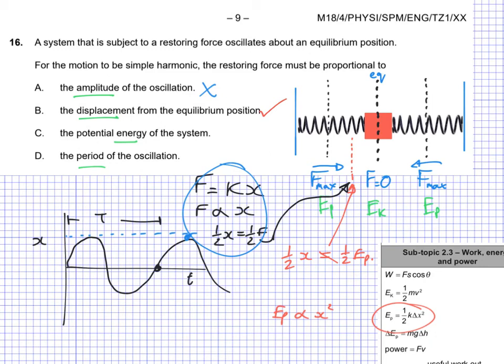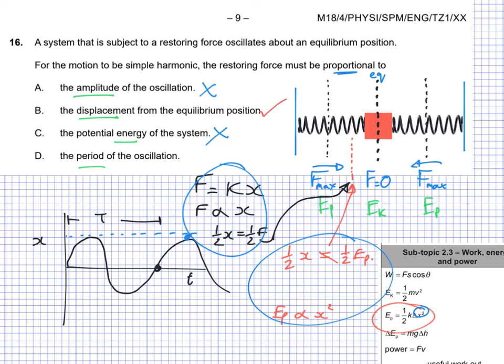C is the potential energy of the system. Well, that's to do with the statement that we made down here, because of this square function, we're saying that is not proportional. So it's not this one.